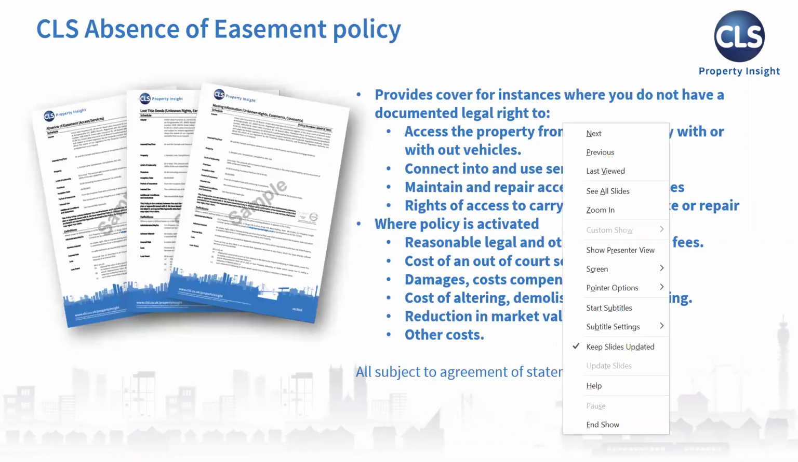So the CLS Absence of Easement policy provides the purchaser for whom you may be acting with cover where they don't have a documented legal right to access the property from the public highway with or without vehicles over a defined route in existence at the inception date of the policy, where they don't have a documented right to connect into and use services, gas, water, electric, serving the property, again, at the inception date of the policy, and equally where there is a lack of documented right to allow maintenance and repair to the accessway and the services, or the access that is required to carry out repair and maintenance to the property.